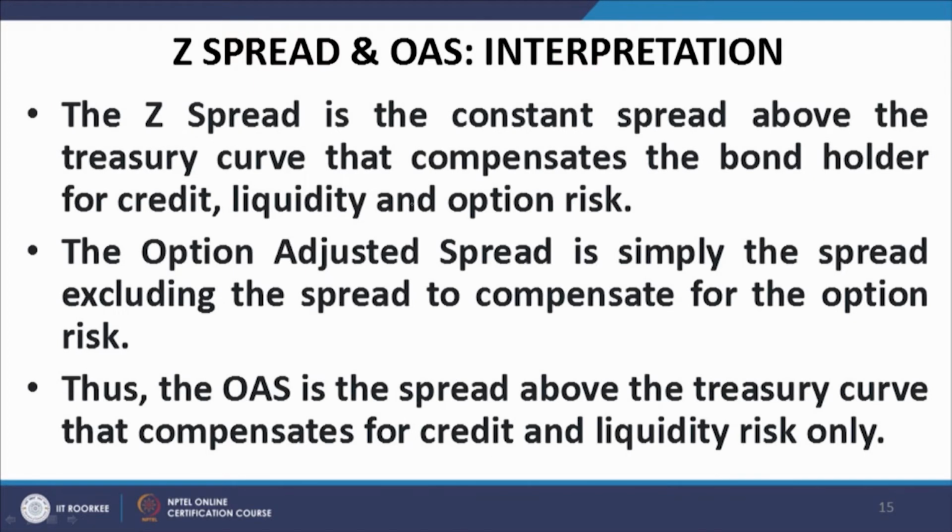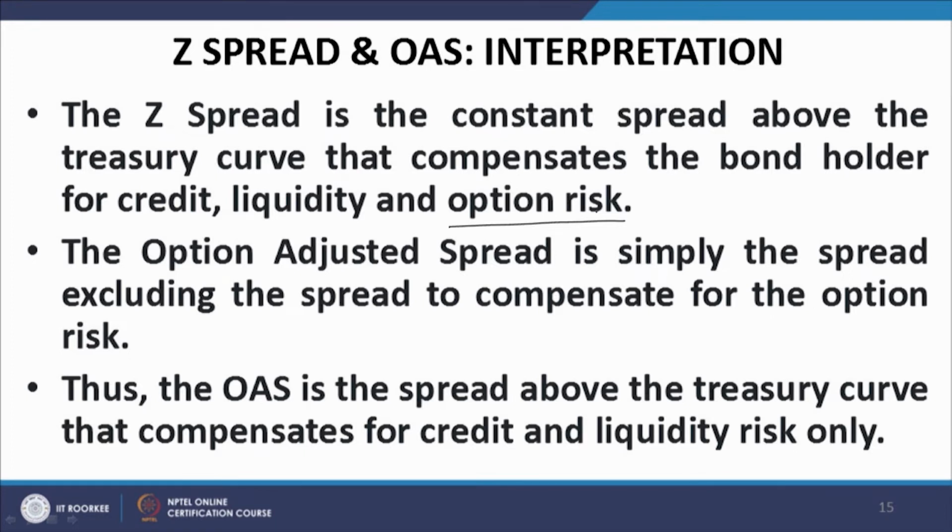The Z spread and option adjusted spread interpretation. The Z spread is the constant spread above the treasury curve that compensates the bondholder for credit, liquidity and option risk. The important part, as I have emphasized, is this option risk. So, this is a spread which is composed of the price that we are paying for the default risk, that is the credit risk, the liquidity risk and the option risk.